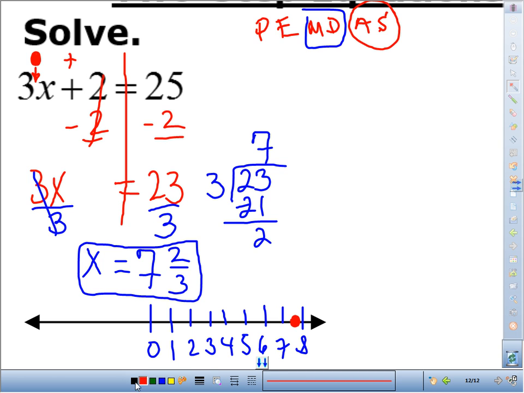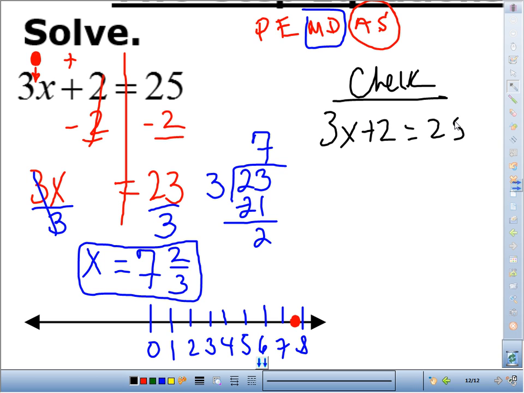What is our last step? Check. So you're going to write check. We write the equation again. 3x plus 2 equals 25. But instead of x, what am I going to write? 7 and 2/3. Write it in parentheses. Bring down the 3. The plus 2 equals 25.